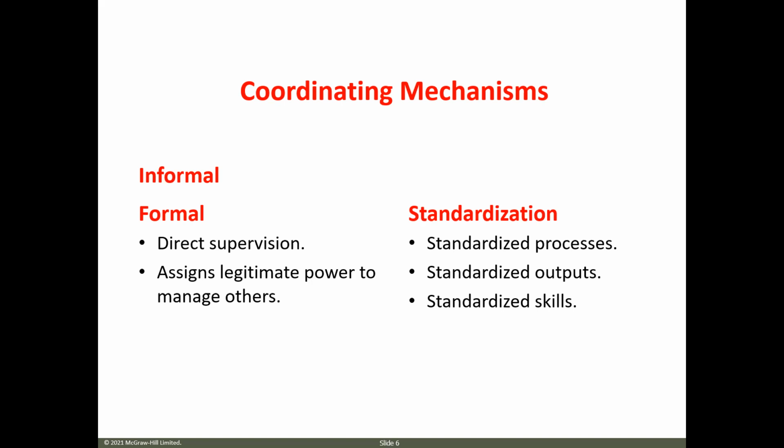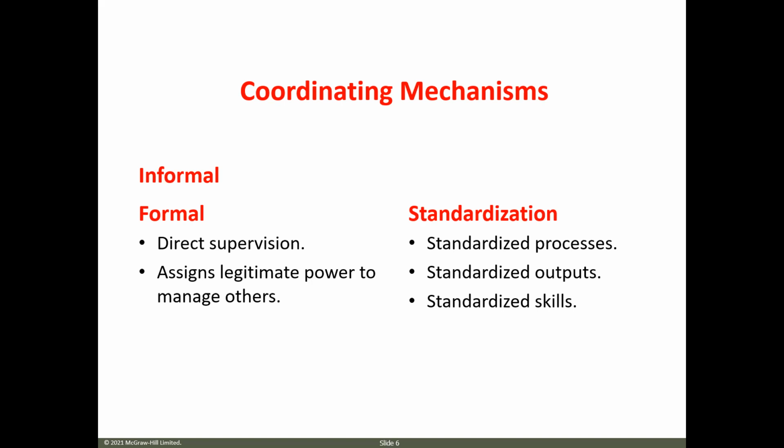Sometimes processes can be very standard. All people are aware of flow charts inside the company. So if you want to communicate with your boss or manager or the CEO, you have to follow this flow chart. And that is called a standardized process.